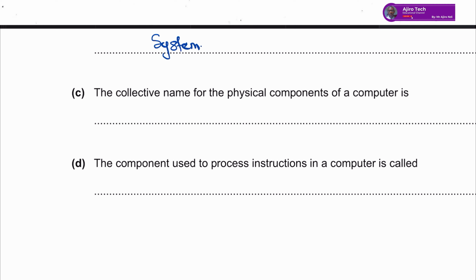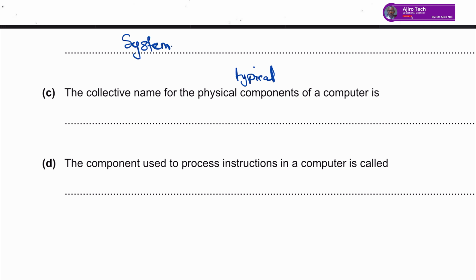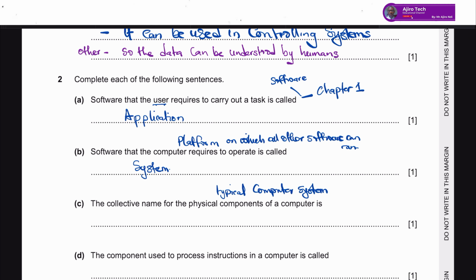The next one is the collective name for the physical component of a computer. Now, when we talk about hardware, hardware is the physical component that makes up a typical computer system. That's just what it does. It makes up a typical computer system. And this is still chapter 1. So this here is what? Hardware.